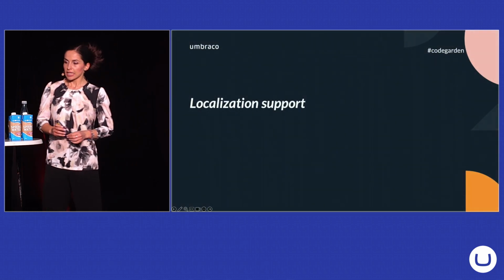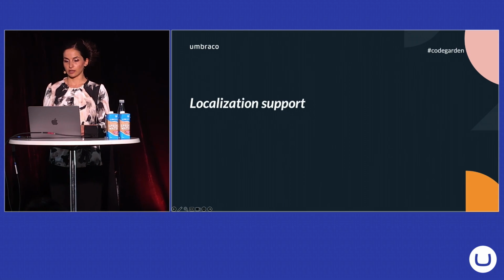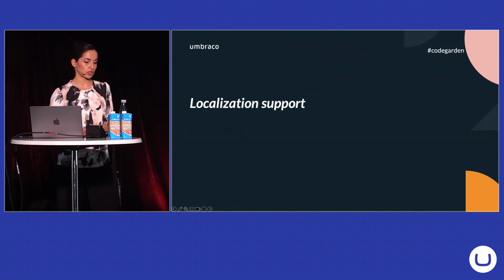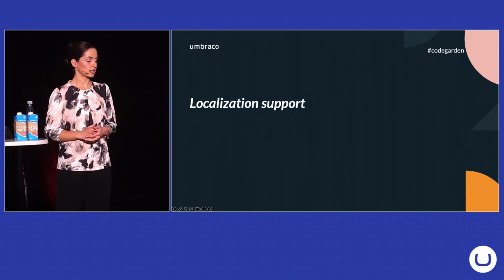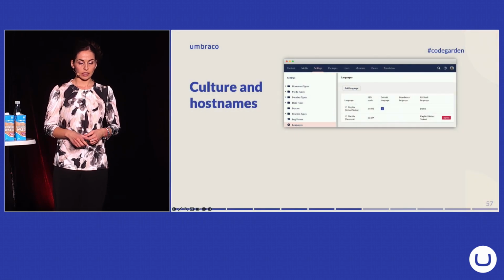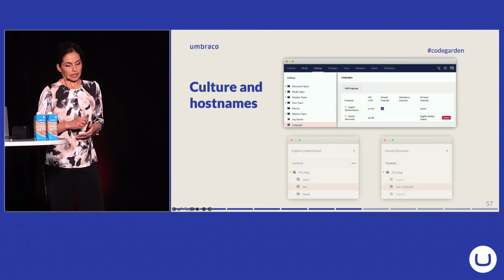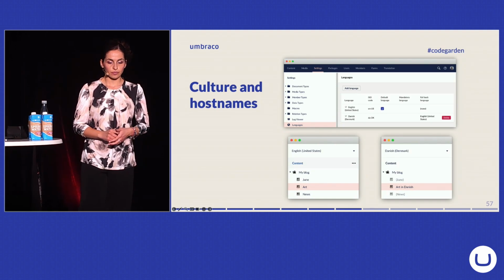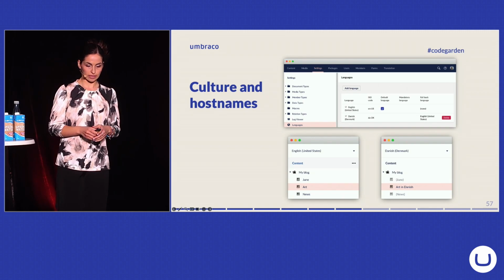We have also ensured that the delivery API can handle localized content. So localization supports the culture and hostname setup in the CMS, and the other way localization is supported is via the accept language header. So these are the languages that I have in the back office. And I have the following trees. Only the art node is published in both languages, as you can see.